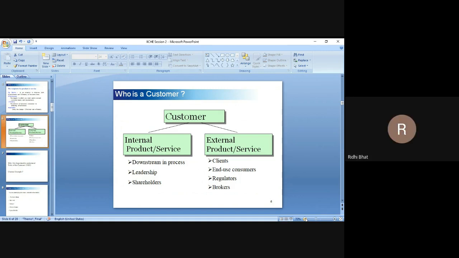Yes, sir. Yes, sir. Okay. So I think it was clear. Effectiveness, efficiency is clear. Yes, sir. Yeah, good.